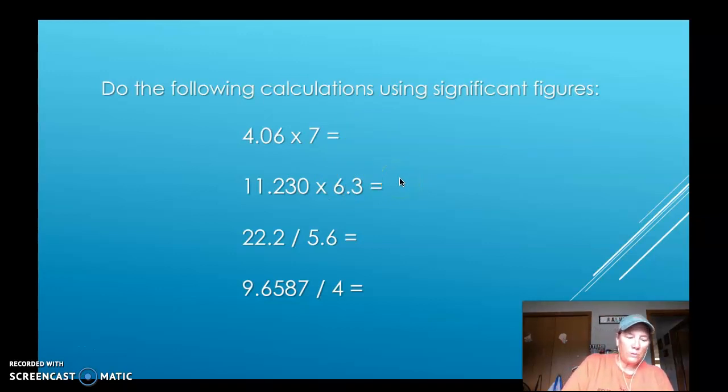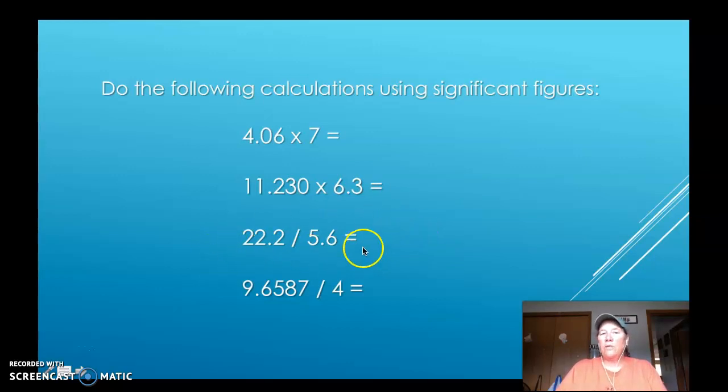Okay, the next one, 11.23 times 6.3. The answer is 70.749. Well, I can only have 2 significant figures. So I'm going to round that. Instead of 70.749, I'm going to round it to 71.